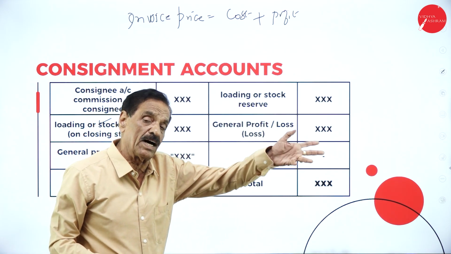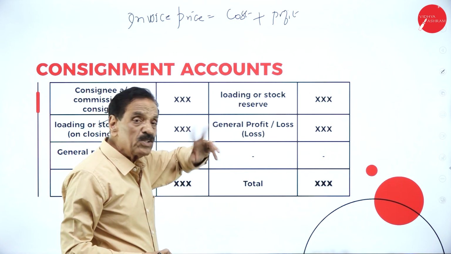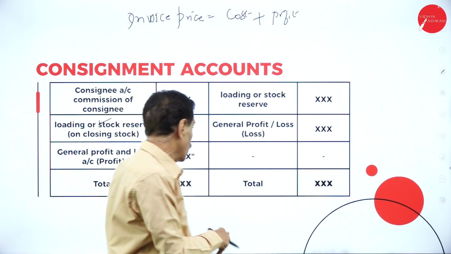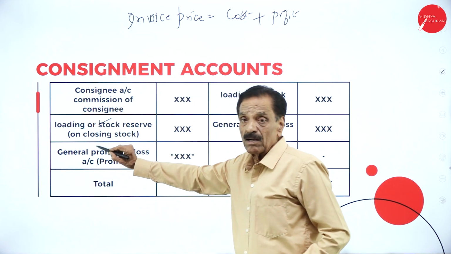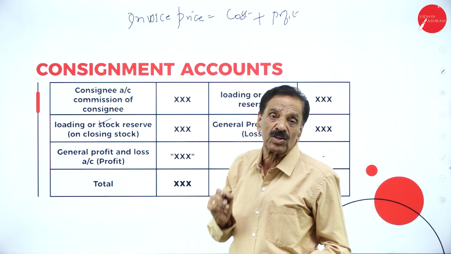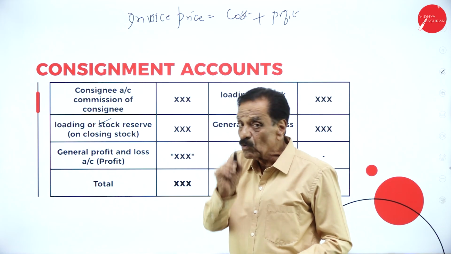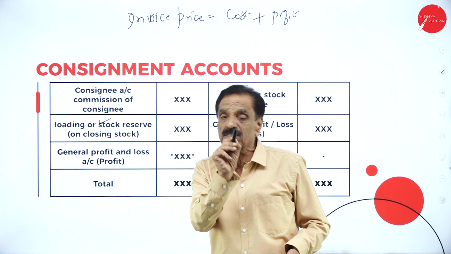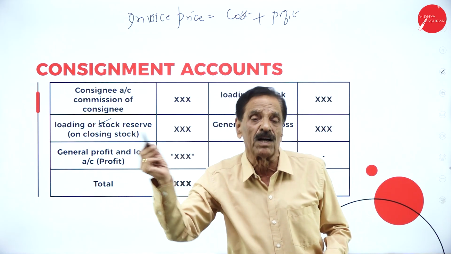40 on goods sent on consignment. How much extra money will come? That should be shown here. Even on the closing stock, 40 rupees on the closing stock, the unsold stock, should be shown. Only the excess amount should be shown. That's called cost plus profit.